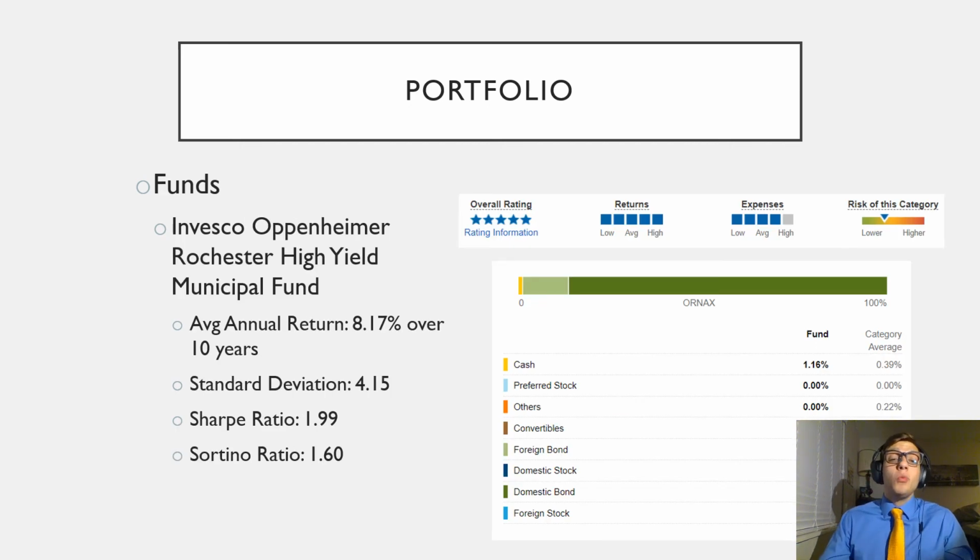In looking at funds, we'll look at the Invesco Oppenheimer Rochester High Yield Municipal Fund Class A bond. This has an annual return of 8.17% over 10 years.